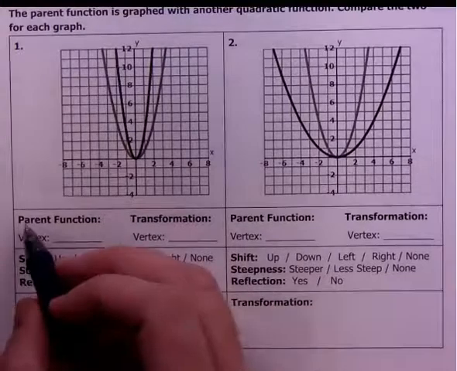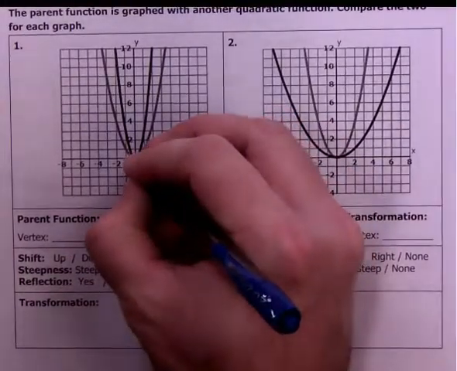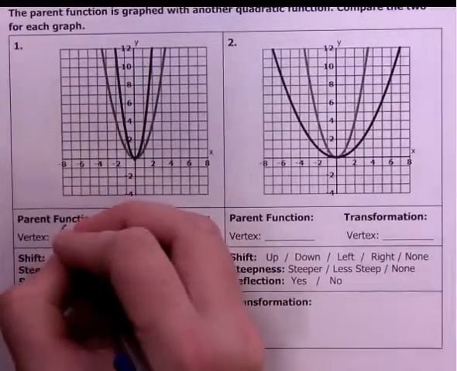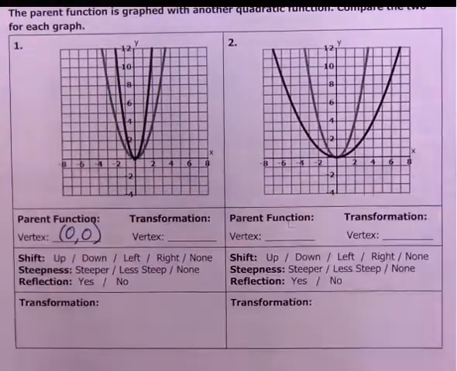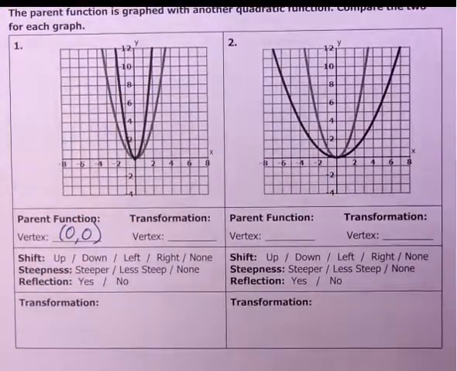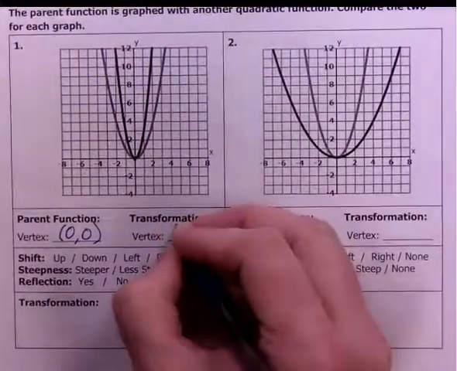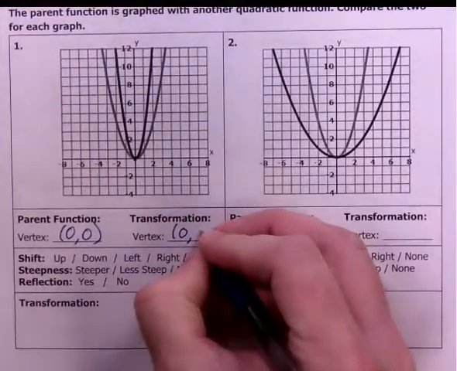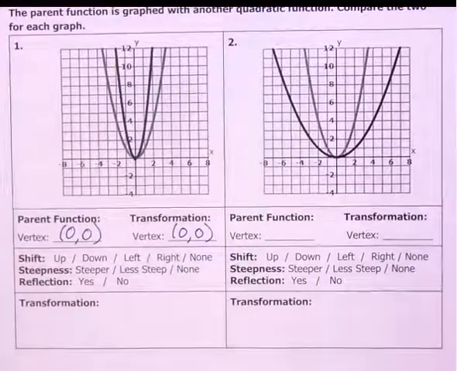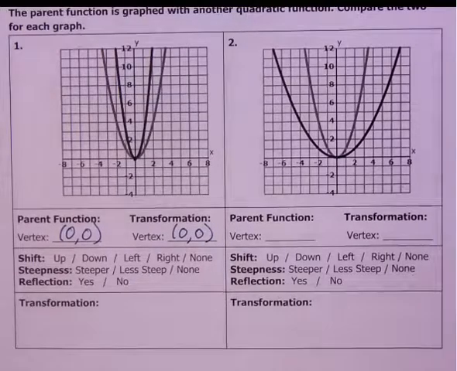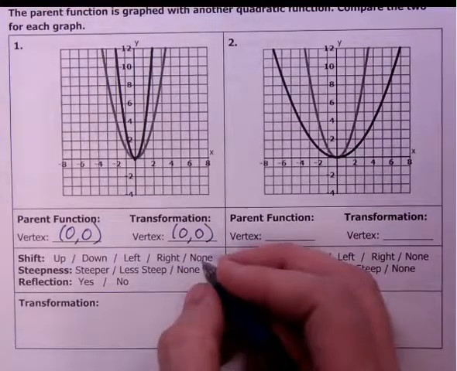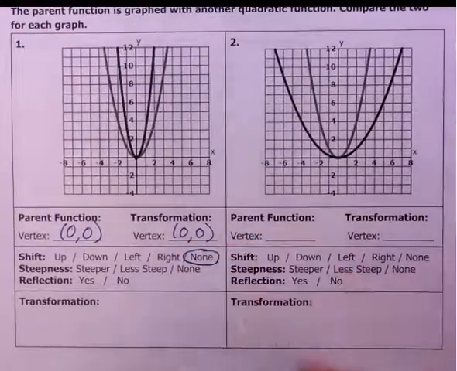Alright, parent function. So we all know that our parent function has a vertex at 0, 0. Our new graph also has a vertex at 0, 0. And then you just go through all the steps. Shift. Did it shift up? Did it shift down? Did it shift left? Did it shift right? No, it did not. It stayed exactly the same.